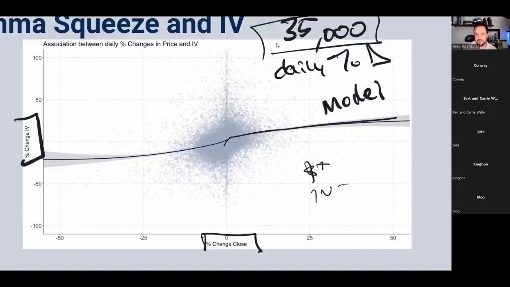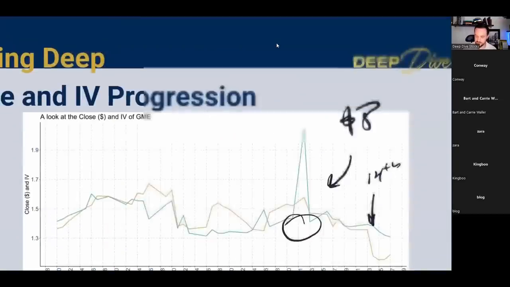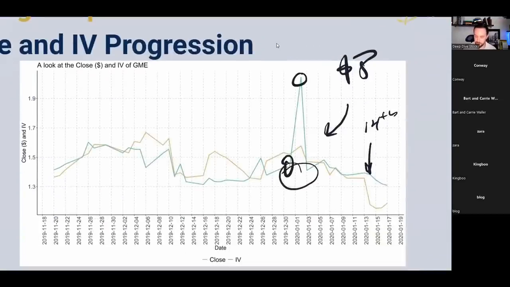I shy away from models. But in this case it was curious because I wanted to know the likelihood of such a large movement. Right? Because again, this was an obscene increase in IV over a relatively not large increase in movement.